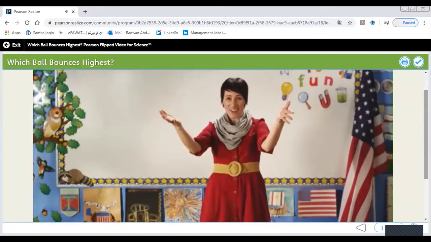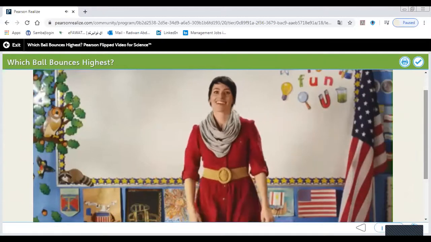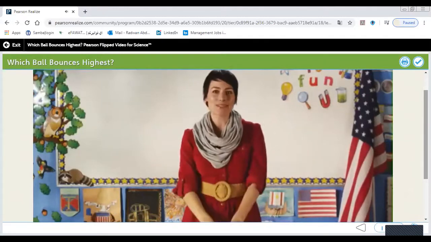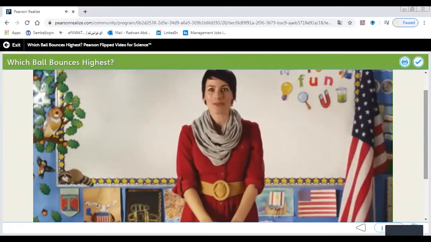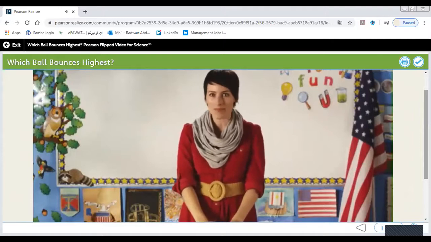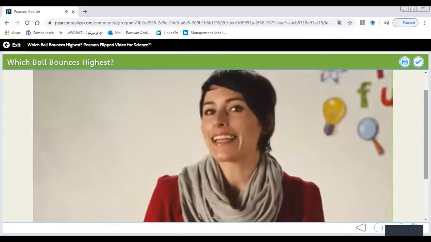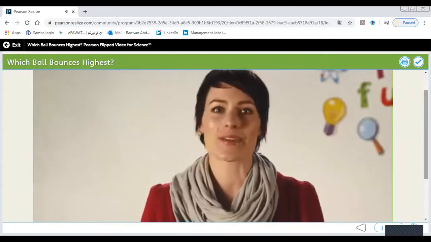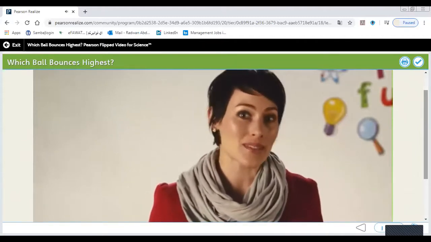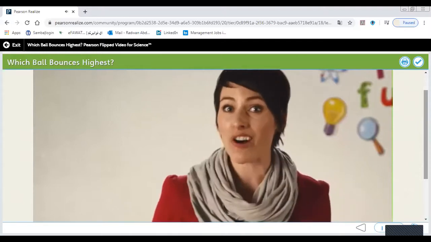Whoa, look at all these balls bouncing. Reminds me of a student named Marcus in my class who wanted to compare different types of balls to see how high each one would bounce. So he completed an investigation to compare the bounce height of a baseball, a tennis ball, and a golf ball.